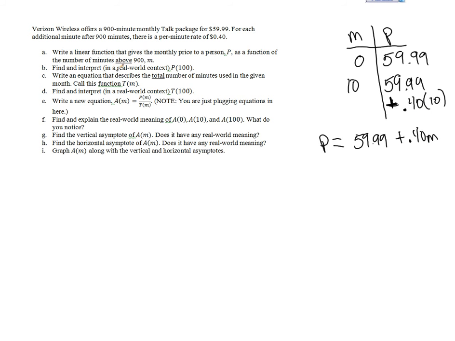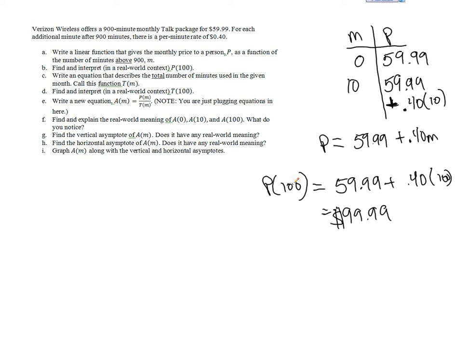Now we want to find and write P of 100. Well, P of 100 means if you use 100 overage minutes, you're going to pay $59.99 plus 40 cents times 100 minutes, and that's going to be $40 more you're going to have to pay for those 100 minutes. You might want to up your plan, but that would be $99.99 for 100 overage minutes.